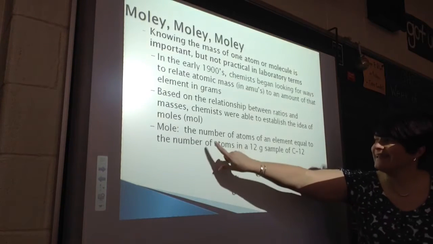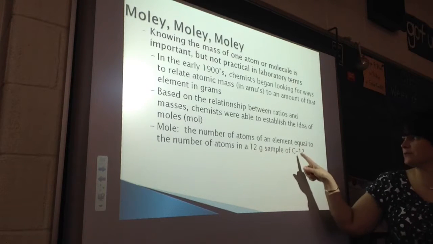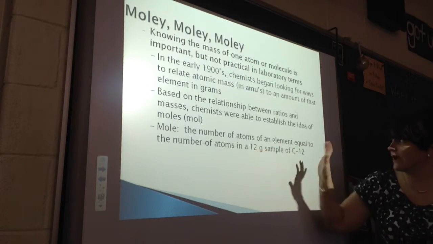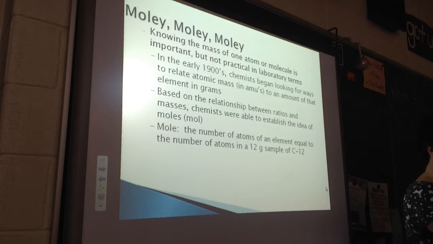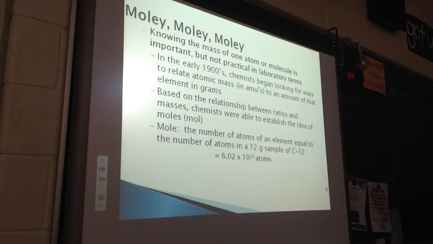Now, what is the number of atoms of an element in 12-gram samples of carbon-12? If I have 12 grams of carbon-12 on my scale, how many atoms are in there? It is 6.02 times 10 to the 23rd.